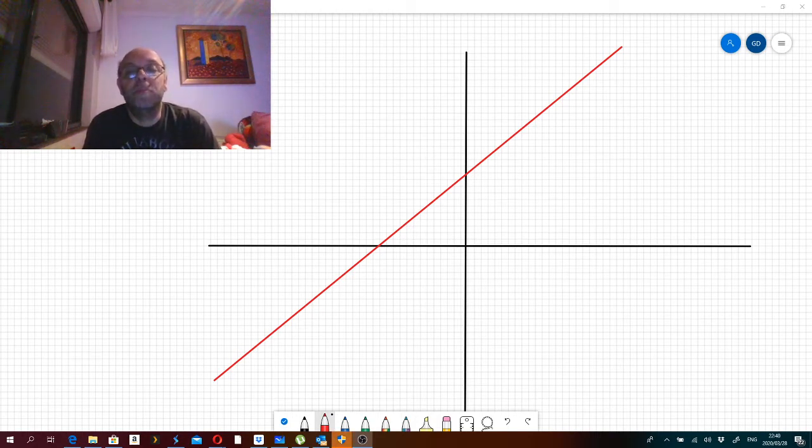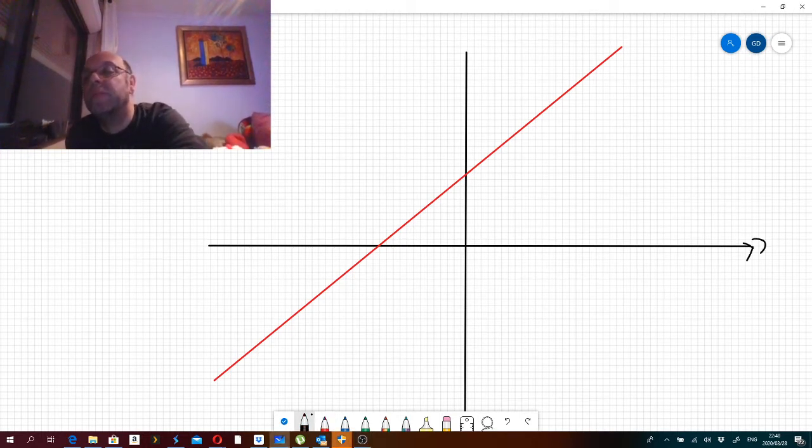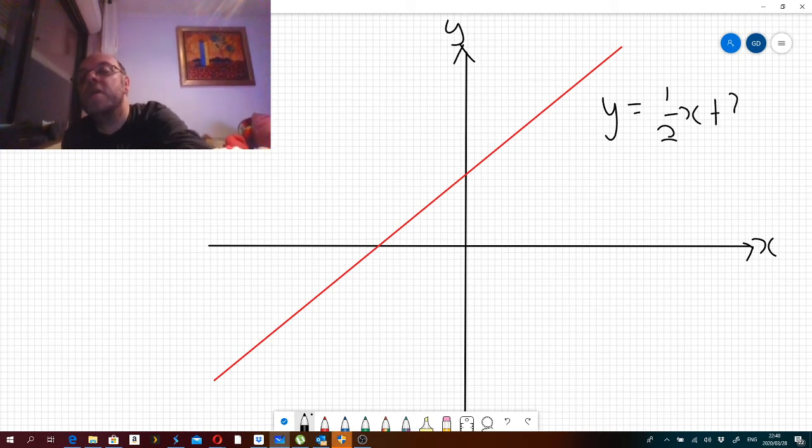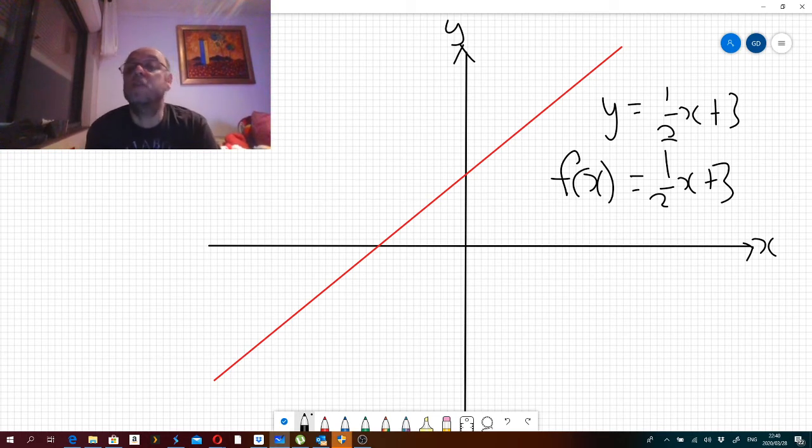This is a Cartesian plane, an x and y axis, which you are already familiar with, and it's got a straight line on it. Now we can say that this line is y equals a half x plus 3, and another way that I could express this is that this is the function a half x plus 3. And if I said to you, what is the gradient of this function, you'd say straight away, I'm sure, that it is a half, because that's the value in front of the x.